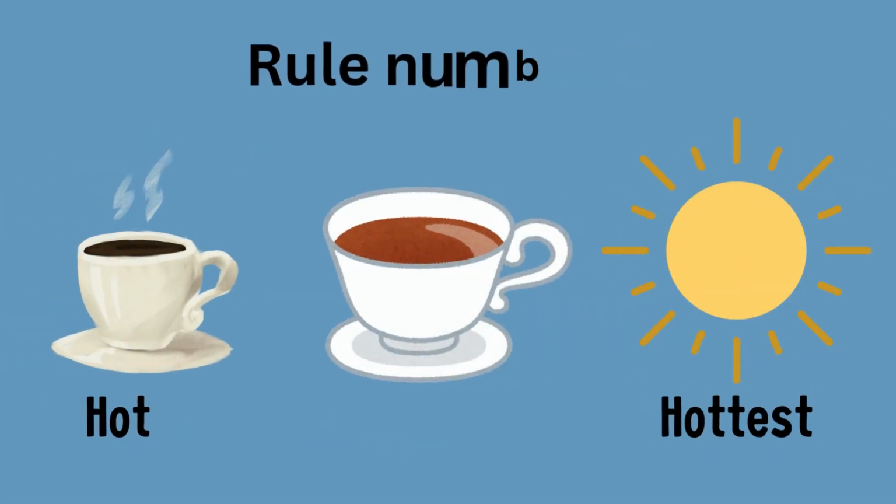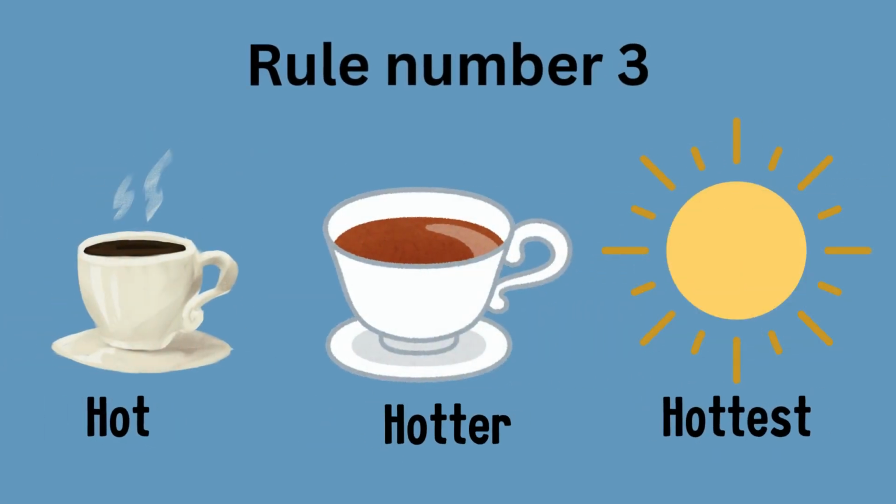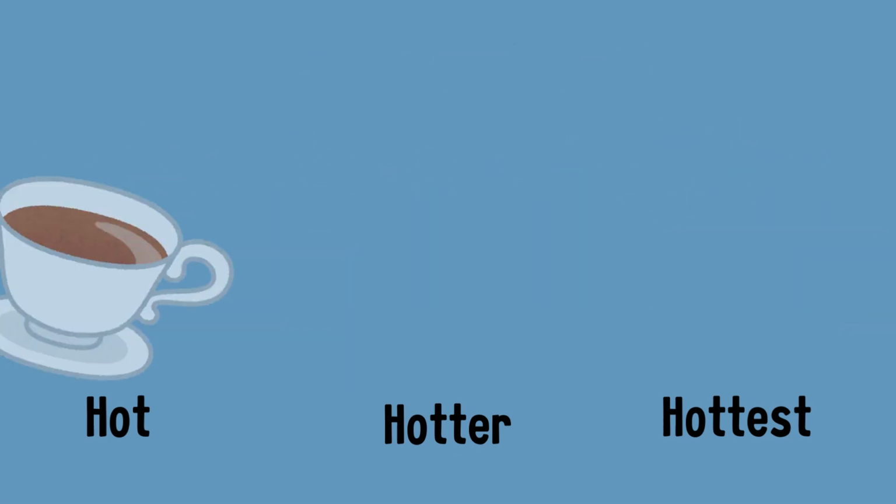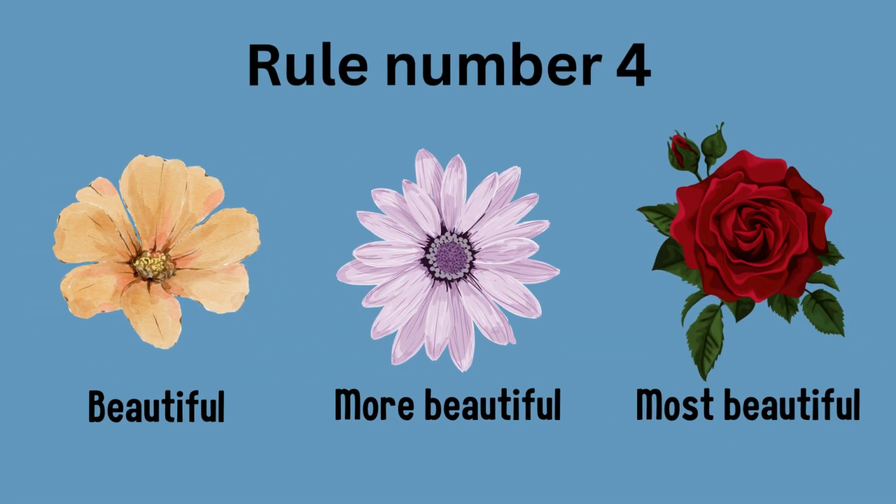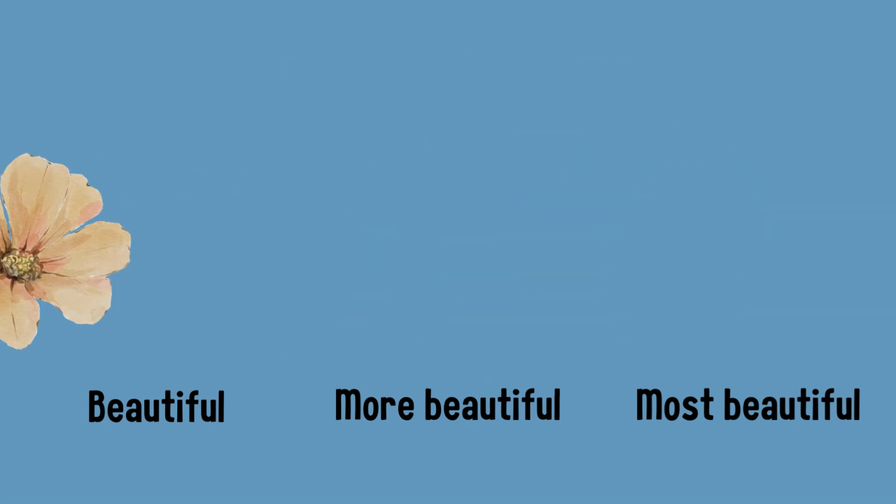Rule number 3. For adjectives with the consonant-vowel-consonant pattern, we double the final consonant and add est. For example, hot becomes hottest. Rule number 4. For adjectives with two syllables or more, we use most before the adjective. For example, beautiful becomes most beautiful.